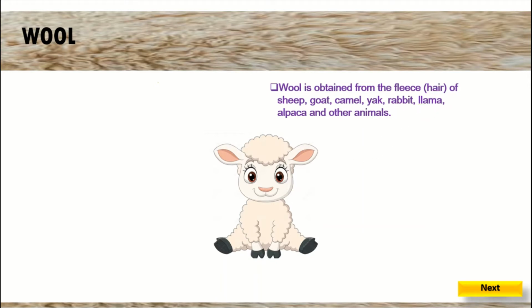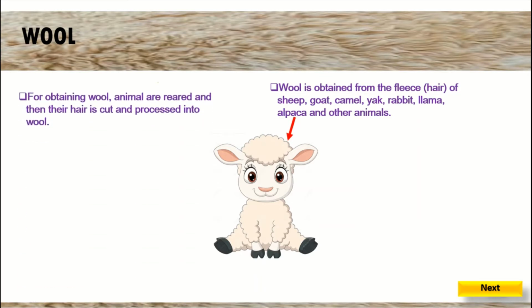So yes. That is where the arrow mark indicated. For obtaining wool, animals are reared and then their hair is cut and processed into wool.